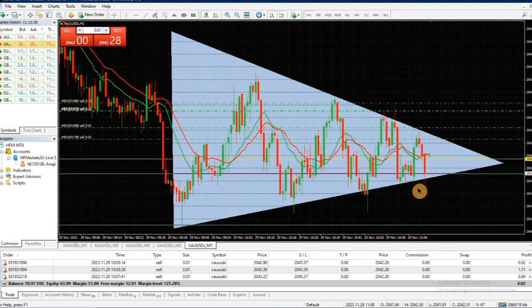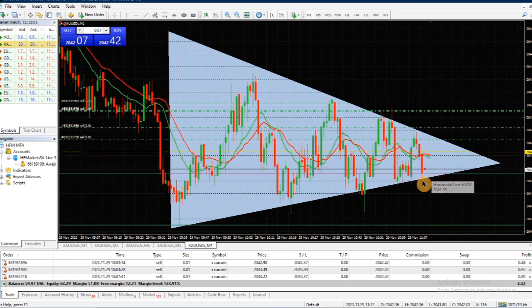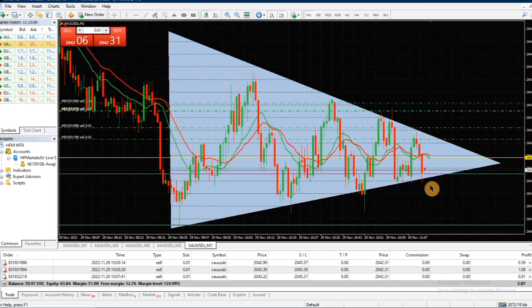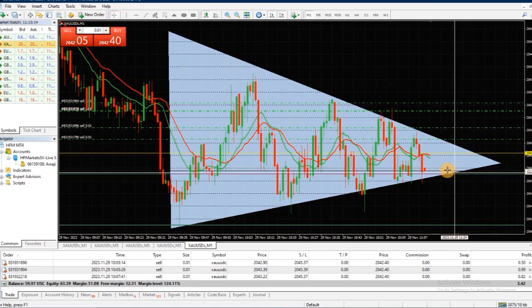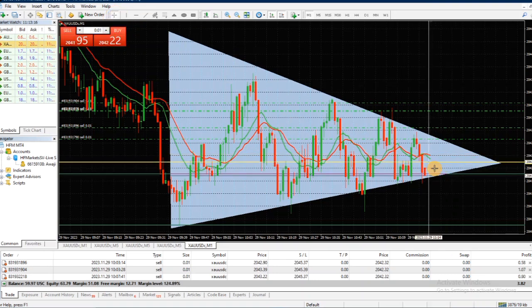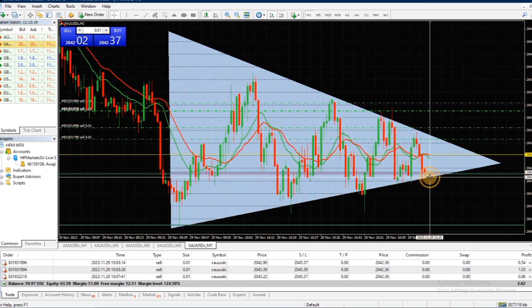If any candlestick breaks out of this angle, it's going to move straight to this point before you have a reversal. And if I take this crosshair to measure, let's say from this point to this angle, this is almost 10 pips. Let's assume this is exactly 10 pips movement from that point.